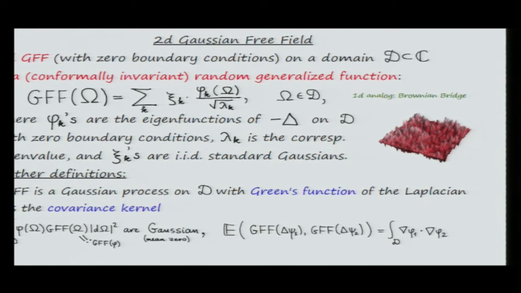The Gaussian free field is a conformally invariant object. So if you know it on some domain, you can map the domain conformally, and then that goes into the Gaussian free field on the other domain. You might want to ask, what's the one-dimensional Gaussian free field? And the answer is the Brownian bridge. Okay, and so that really shows that this is a canonical object in a way.